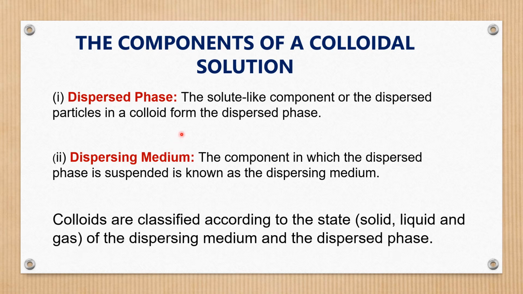So we will see what the dispersed phase is. The solute-like component or the dispersed particles in a colloid form the dispersed phase. For example, milk. Milk is the dispersed particles, and it is mixed in water. That is the dispersing medium. So what is the definition of the dispersing medium? The component in which the dispersed phase is suspended is known as the dispersing medium.